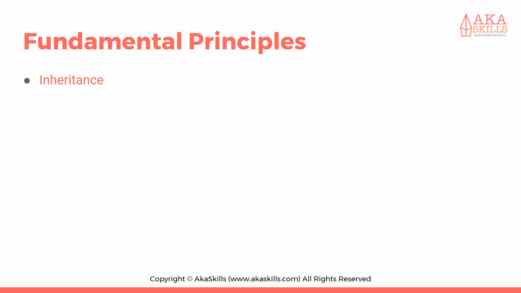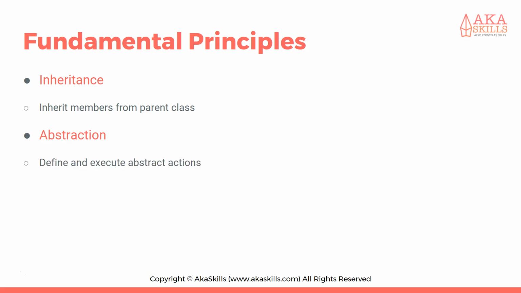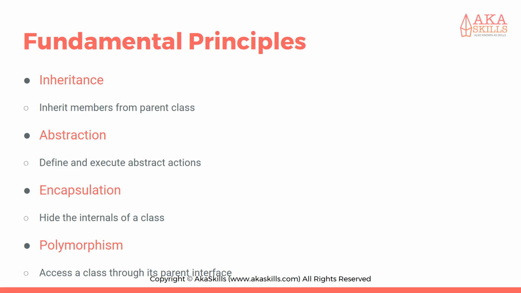The first fundamental principle is inheritance, which is for inheriting members from a parent class. We have abstraction, which is for defining and executing abstract actions. We have encapsulation, and its point is to hide the internals of a class. And we have polymorphism. Polymorphism is to access a class through its parent interface.